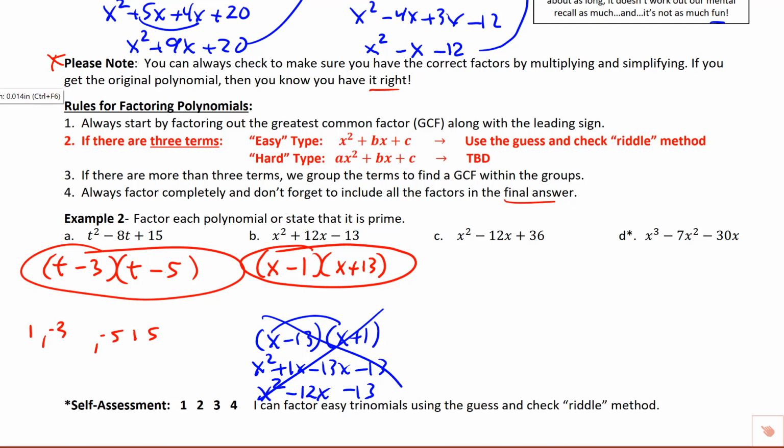Now, the last couple are kind of interesting. Notice that this is an easy one, so we're going to start off with an x in a set of parentheses and an x in a set of parentheses. We're leaving room for those constants to finish off each one of those binomials.